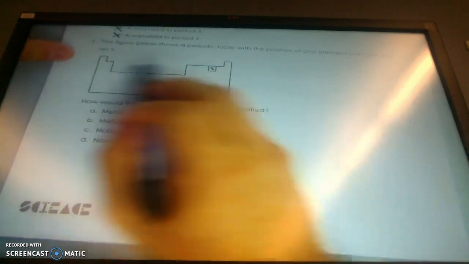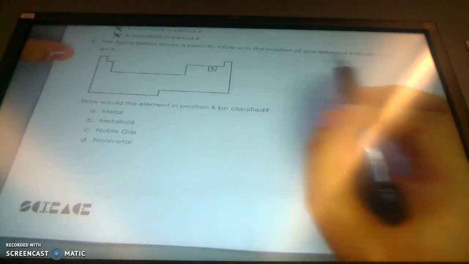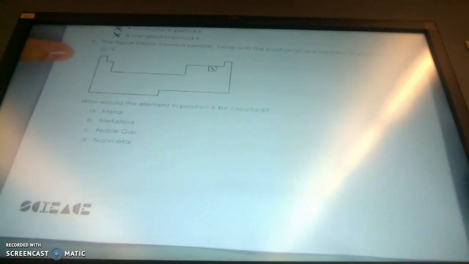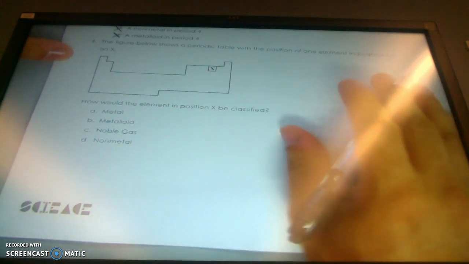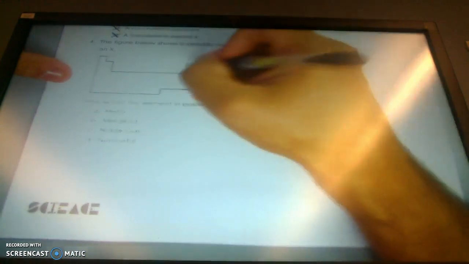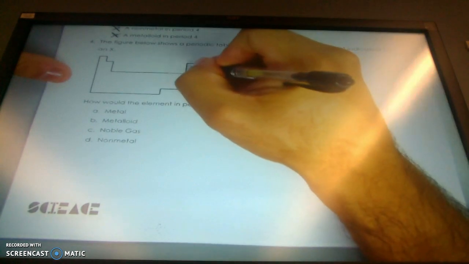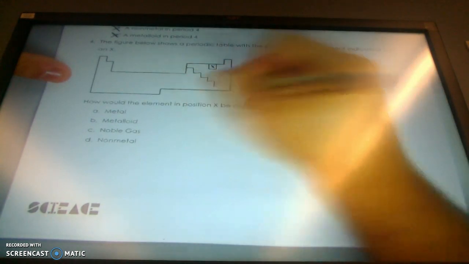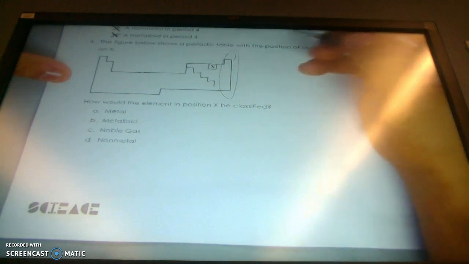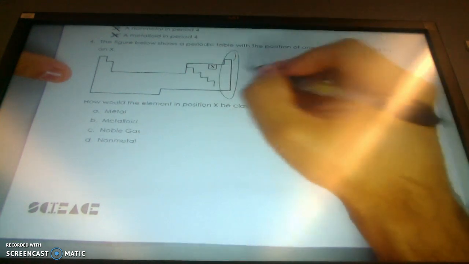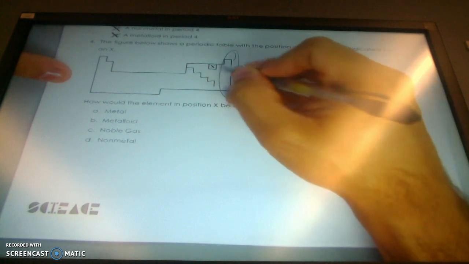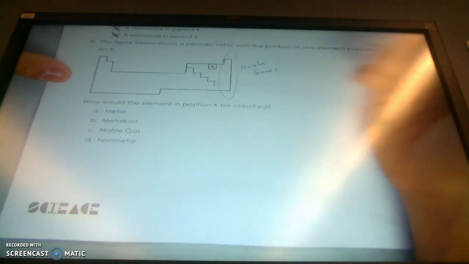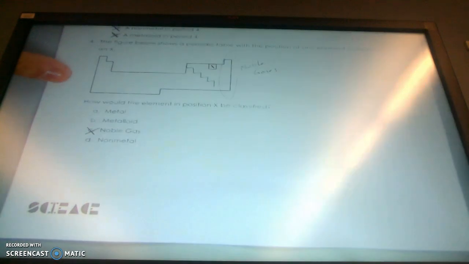Okay, the figure below shows a periodic table with the position of one element indicated by an X. Okay, so see that here. How would the element in position X be classified? All right, well, I'm just going to go ahead and sketch on my periodic table real quick. So here's my staircase. I know right here in this last group are the noble gases. Okay, this is not in the last column, so I don't think it's a noble gas. I'm going to go ahead and cross off C.